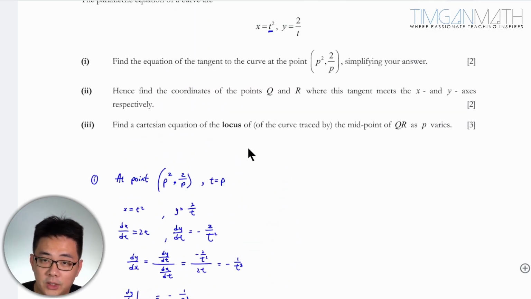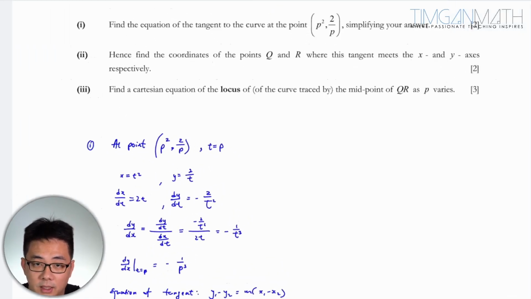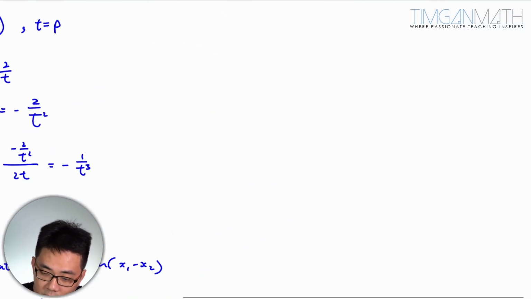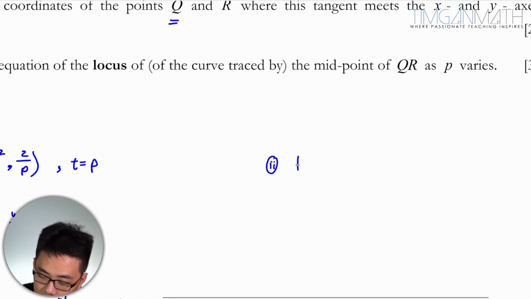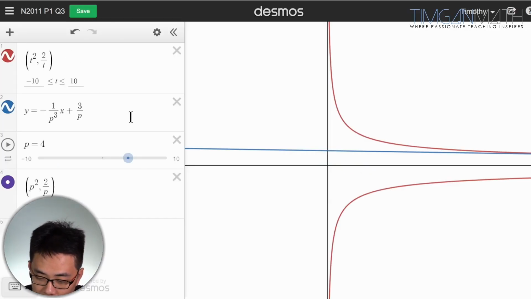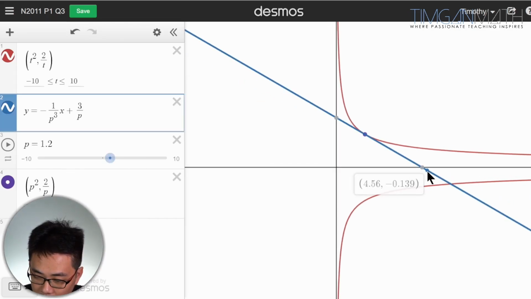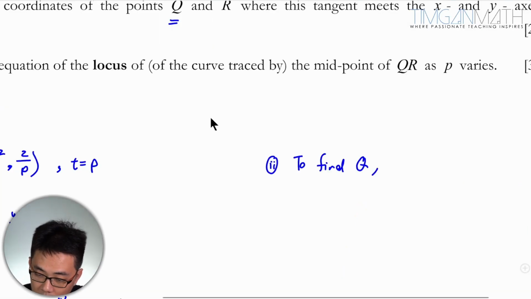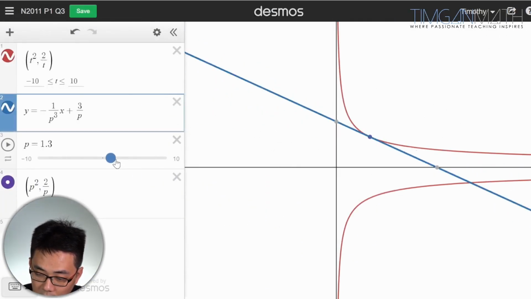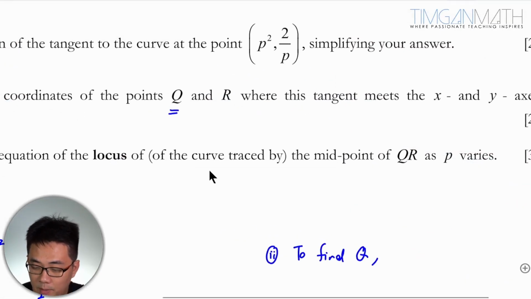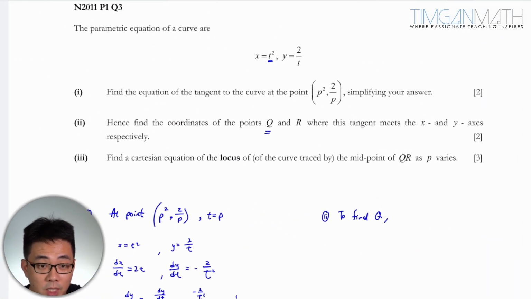For part 2, we need the coordinates of Q and R, where the tangent meets the x-axis and the y-axis. It's just the equation of a line here. If you look at this tangent, Q is where the tangent cuts the x-axis, and that will be our R on the y-axis. We can solve it in terms of p. Just remember, with parametric equations, we can solve most things with p.